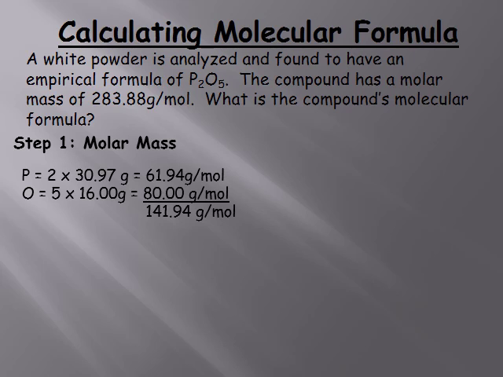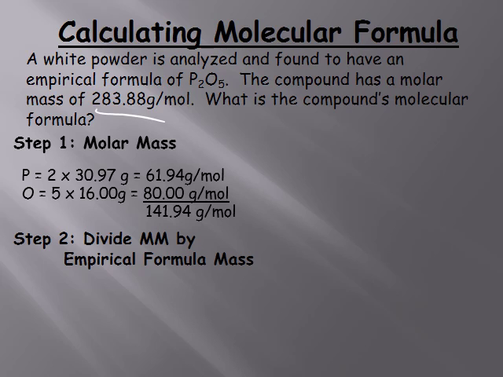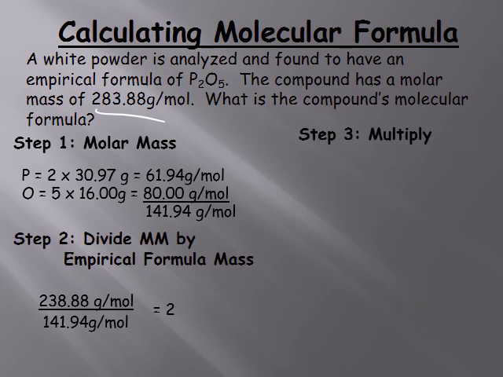141.94. Now notice that that number does not match the molar mass given, so what you have to do is divide the molar mass that you're given in the question by the empirical formula mass to give a ratio of 2. And it's a matter of just multiplying the empirical formula by 2, so 2 times 2 is 4, 5 times 2 is 10, so the formula should be P4O10.